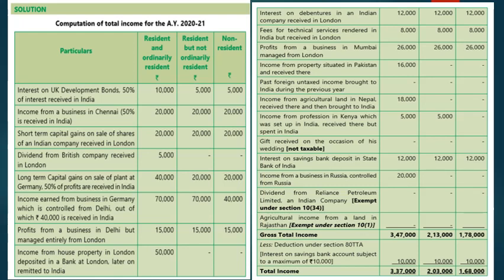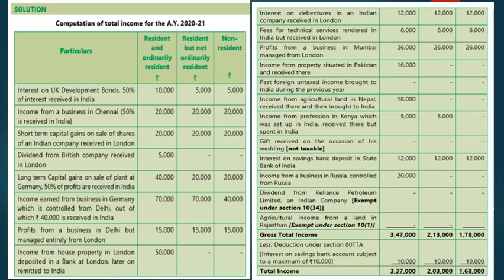Income from a business in Chennai, 50% received in India. The whole amount is taxable to all assessees because it accrued in India, as the business is in Chennai. Short-term capital gains on sale of shares of an Indian company received in London: because the income is from an Indian company, it is fully taxable to all assessees. Dividend from a British company received in London: because it is received in London, it is taxable only to the resident.